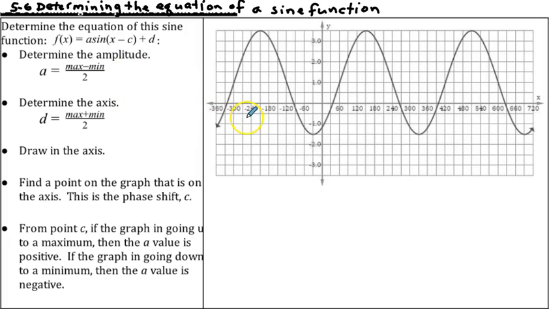What we're going to do is show you how to find the equation if I give you the graph, and it is done in 4 steps. The first step is to determine the amplitude, and the amplitude will give you the value of the A. And the formula for amplitude is max minus min divided by 2.